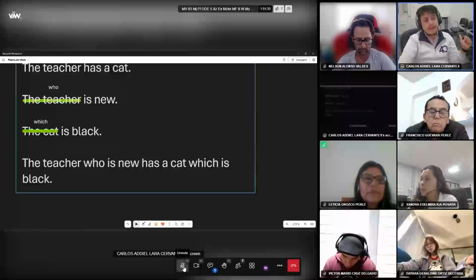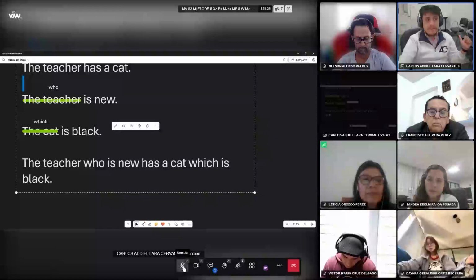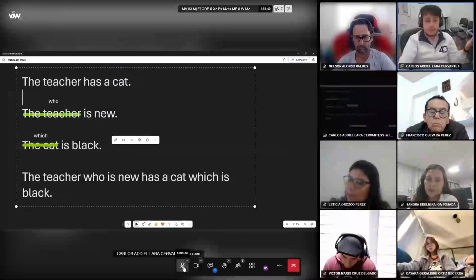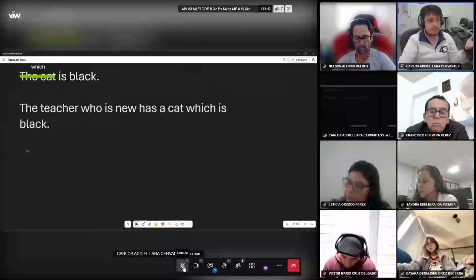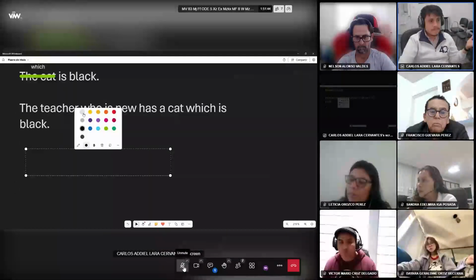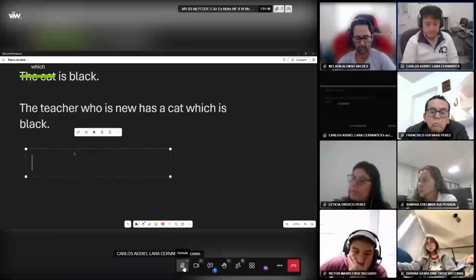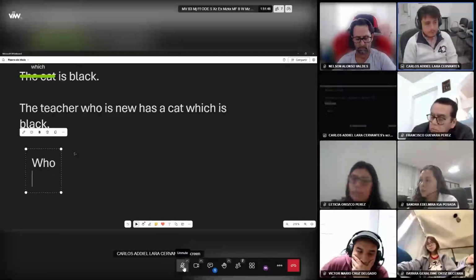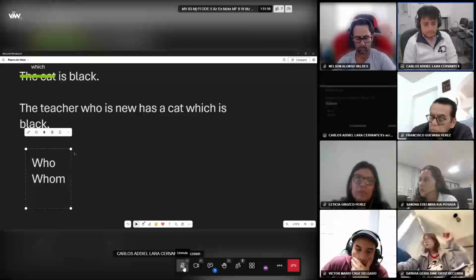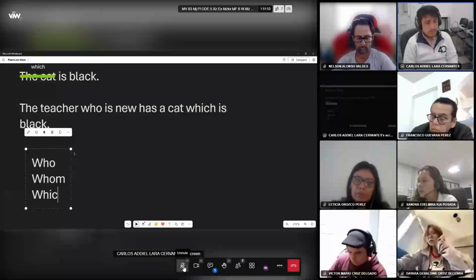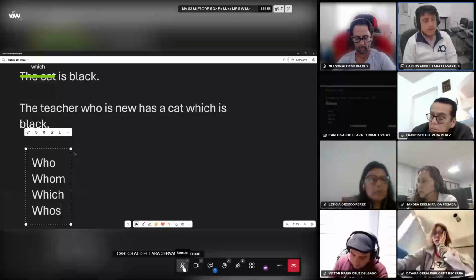So, we practiced with two connectors. We have the connector who. Remember that the connector who is to connect the doer. Today we're going to practice with four connectors: who, whom, which, and whose.